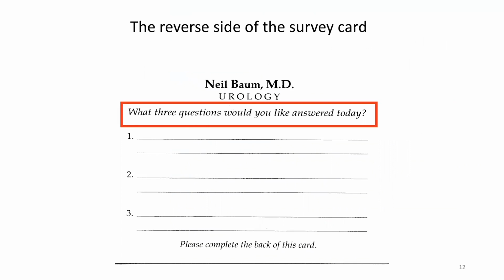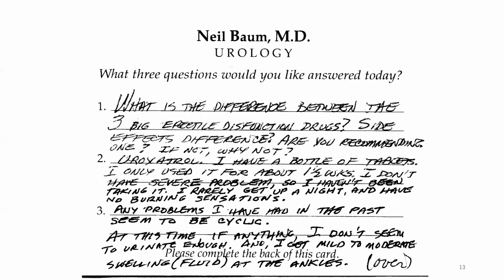On the reverse side of that survey card is something that I found to be very useful and allows me to avoid the doorknob question. And that is, I encourage them to write out what 3 questions they would like to have answered on their visit today. And I ask them to complete that either in the reception area or the exam room. And I have that given to me when I am in the room with the patient.